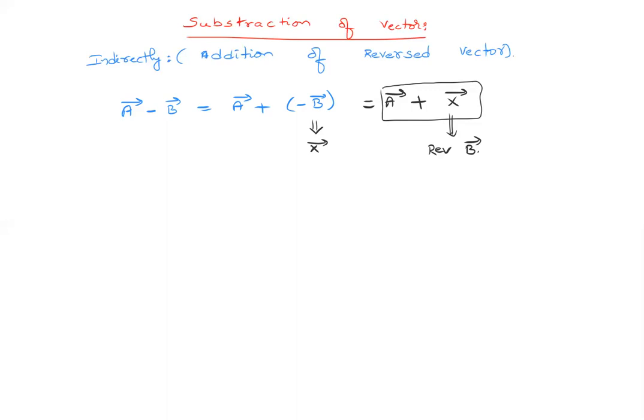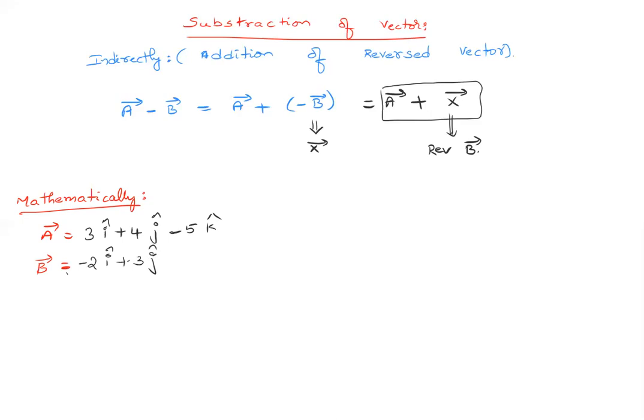Mathematically, if you are doing subtraction between two vectors, for example, let a bar be 3 i cap plus 4 j cap minus 5 k cap, and let us say another vector b bar is minus 2 i cap plus 3 j cap minus 6 k cap, for example.